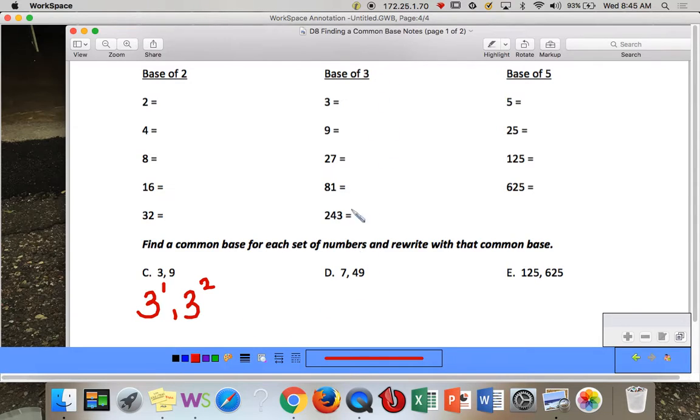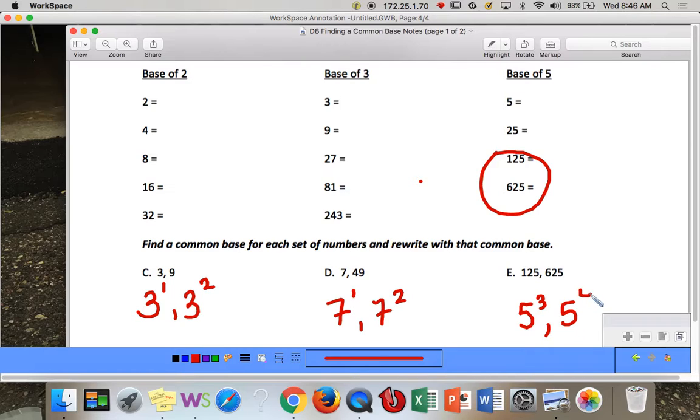How about this? This isn't up there, but we should know that 7 is the same as 7 to the first. 49 is 7 squared. And then here is 125 and 625. So this is 5 to the third power and 5 to the fourth. So here we've rewritten all these numbers so they have the same base. They have different exponents, but they have the same base.